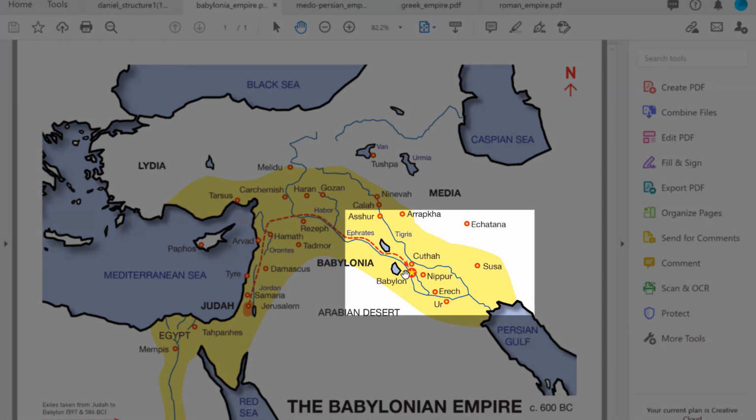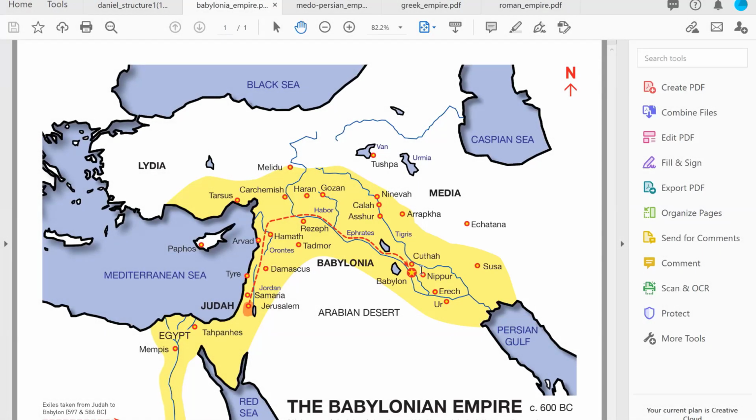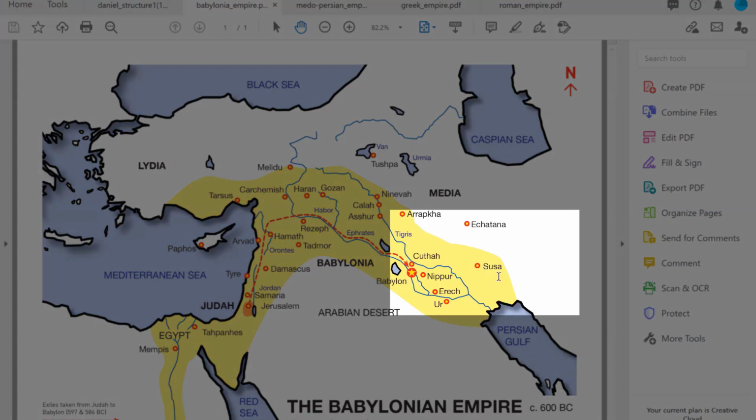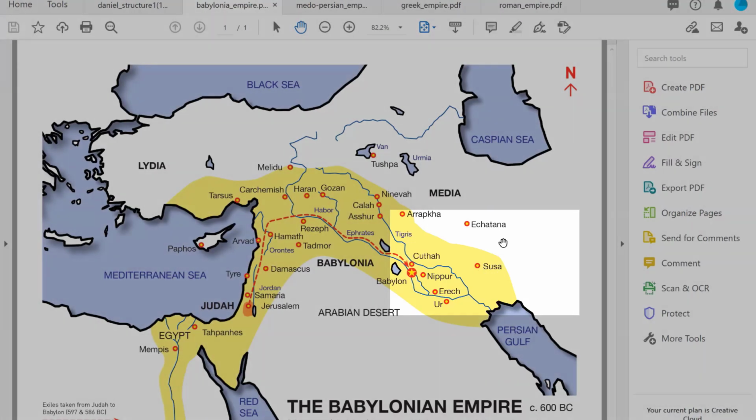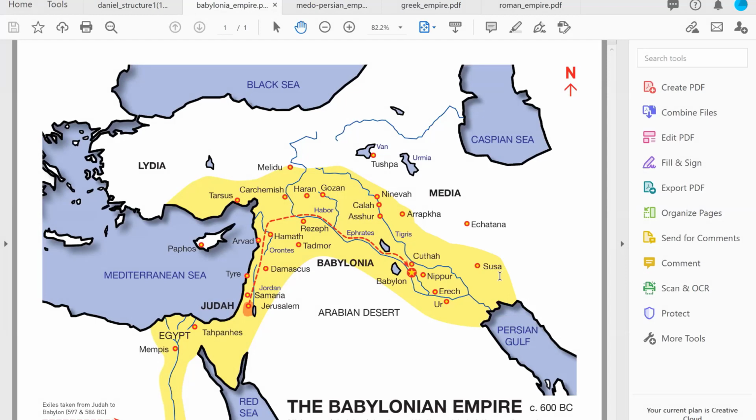So you can see Babylon right here by the star, and the red dashed line is the route the exiles might have taken to go from Jerusalem to Babylon. So that gives you a point of reference there. Susa is way out east, very far east in what's modern day Iran. That is where the Persians, the Medes and the Persians, come from, in this area in modern day Iran. So Daniel's vision takes him in his mind from Babylon to Susa.